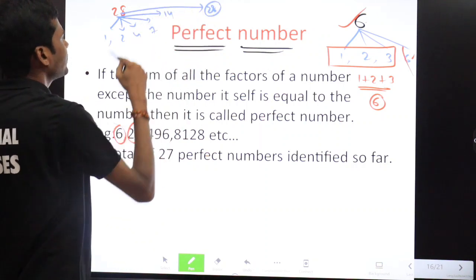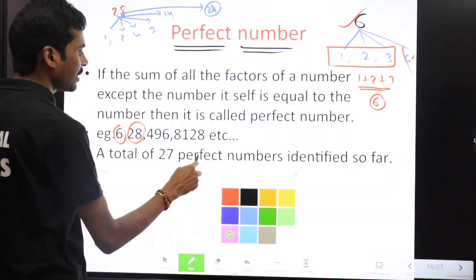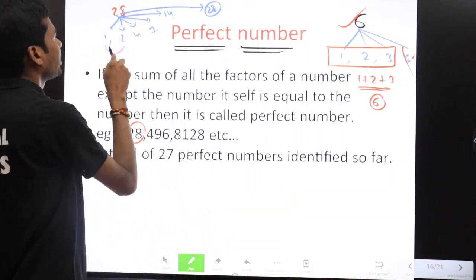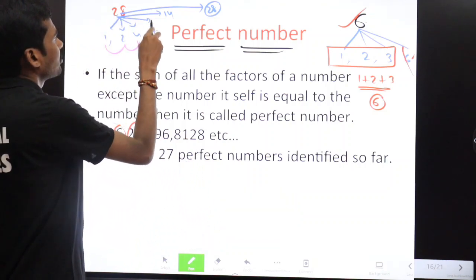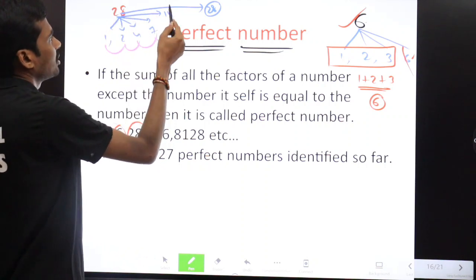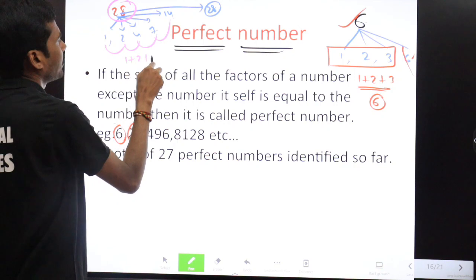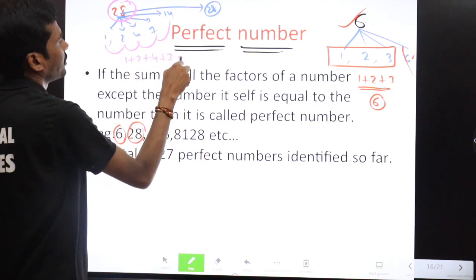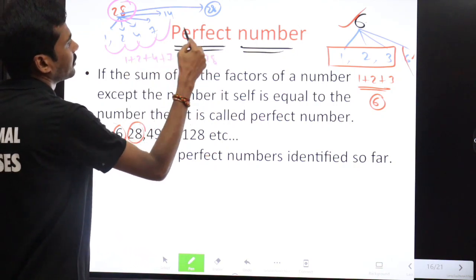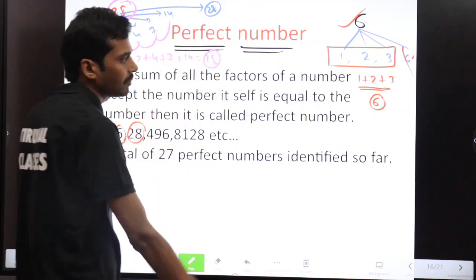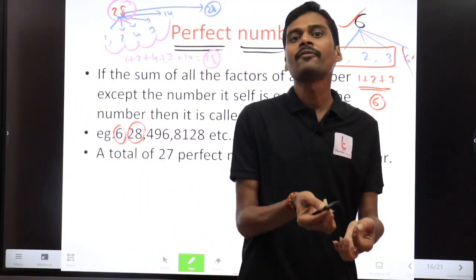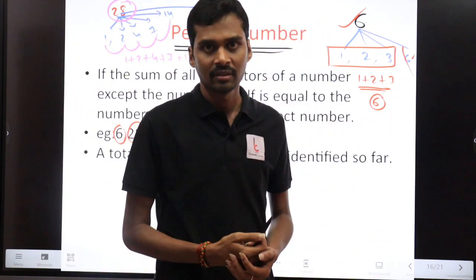Except this number, add the remaining numbers. 1 plus 2 is 3, 3 plus 4 is 7, 7 plus 7 is 14, 14 plus 14 is 28. Except the given number, the sum of the remaining numbers, 1 plus 2 plus 4 plus 7 plus 14, is equal to 28, the same number, right? So that kind of numbers are called perfect numbers.